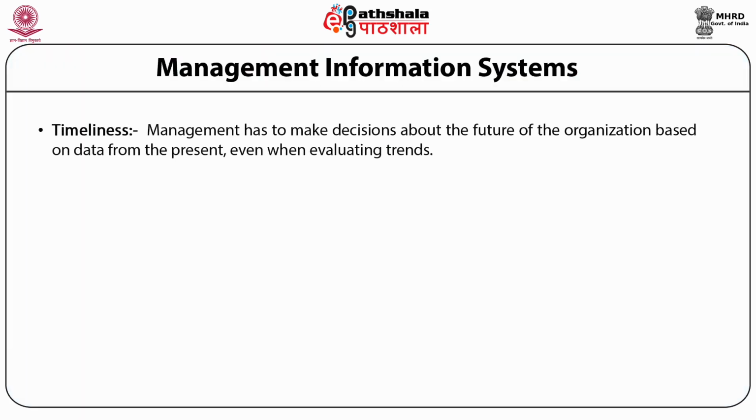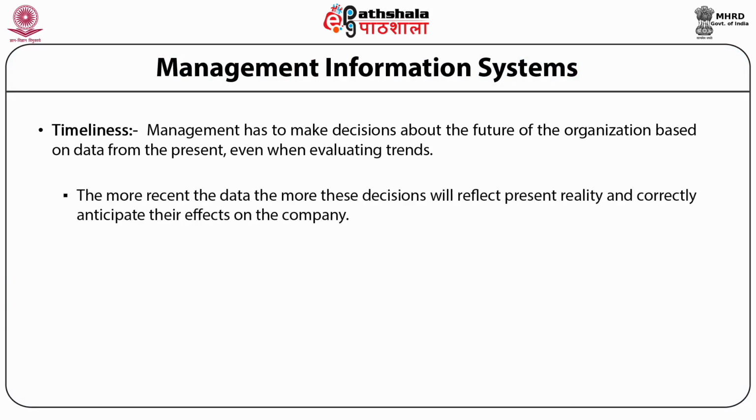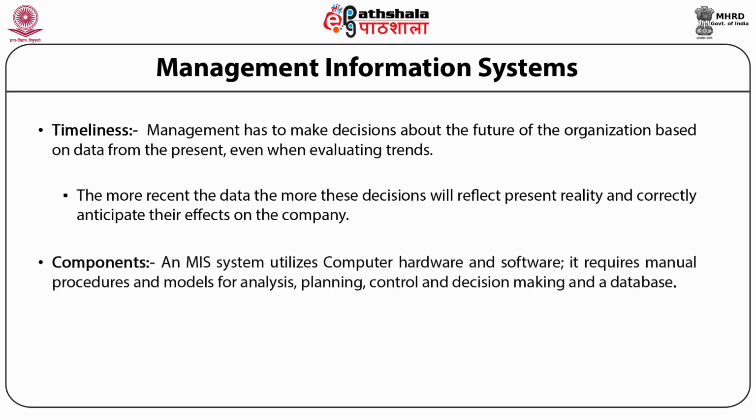Timeliness. Management has to make decisions about the future of the organization based on data from the present, even when evaluating trends. The more recent the data, the more these decisions will reflect present reality and correctly anticipate their effects on the company. Components: a management information system utilizes computer hardware and software. It requires manual procedures and models for analysis, planning, control, and decision making, and a database.